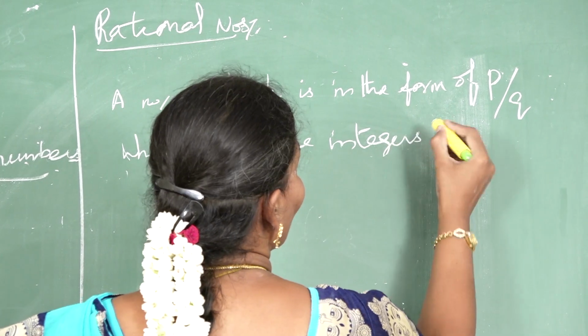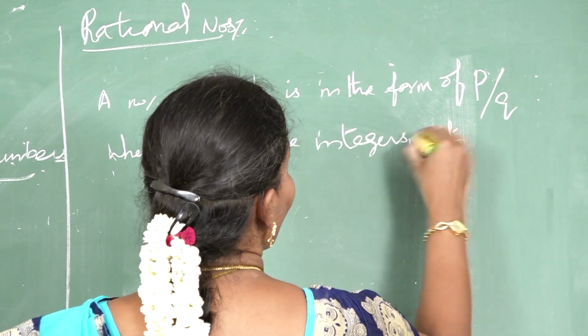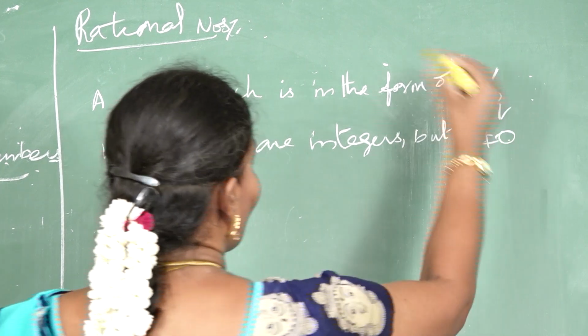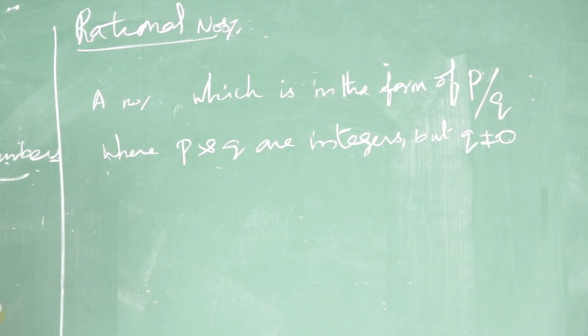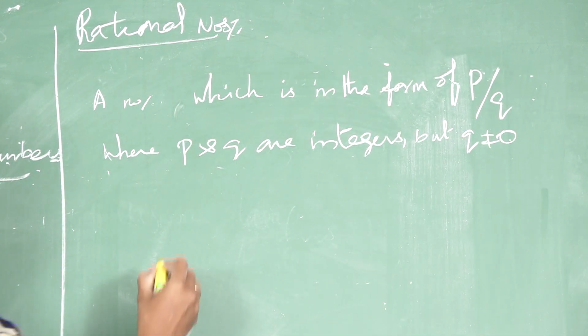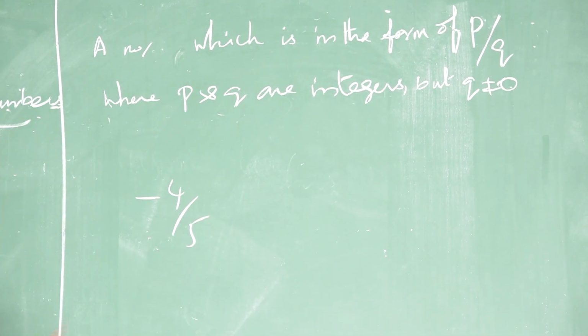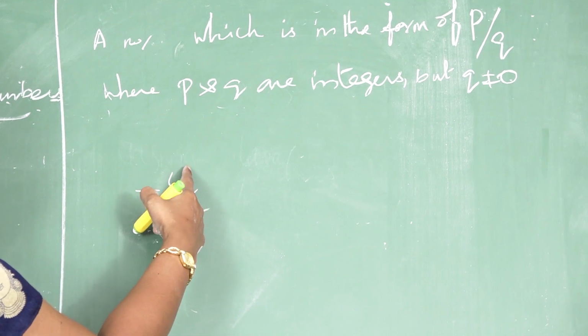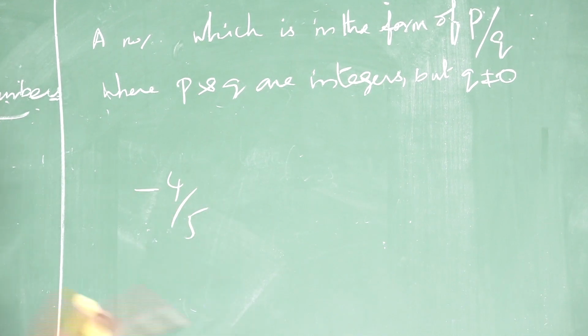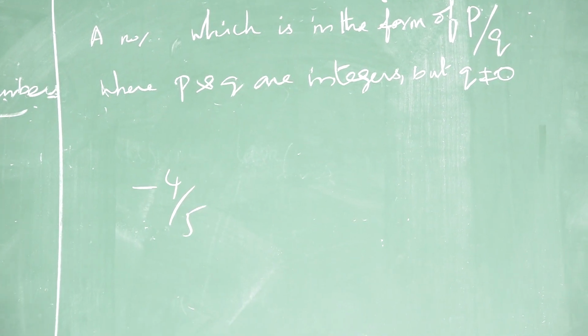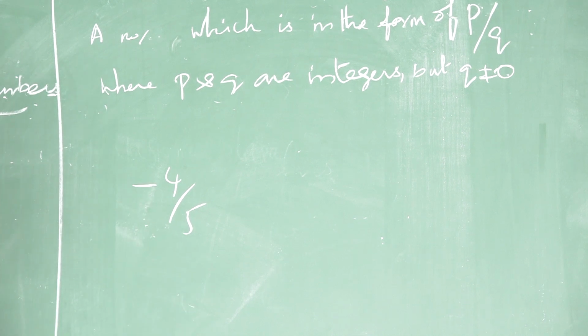Okay, integers, but q is not equal to 0. See some examples of rational numbers. Minus 4 by 5. Here minus 4 is an integer and 5 is also an integer. So this number is called a rational number.